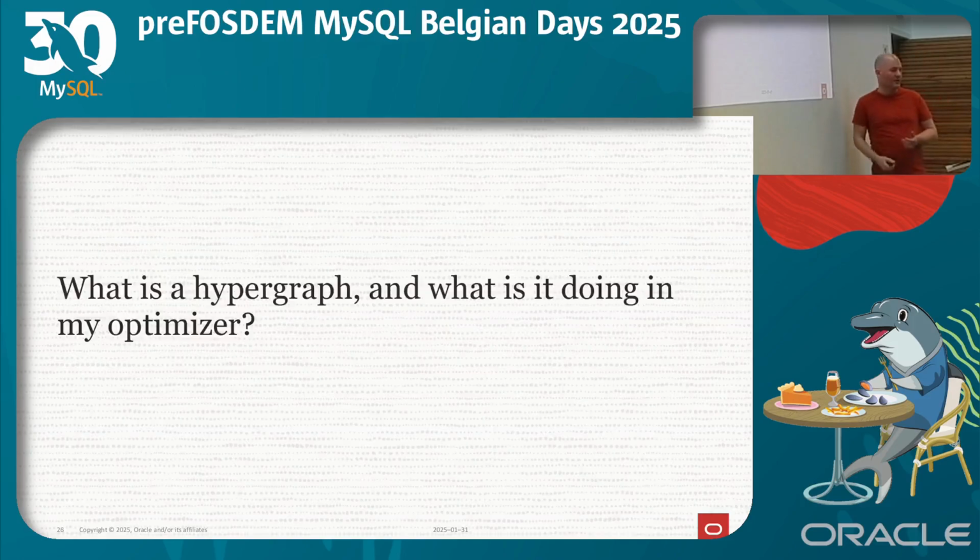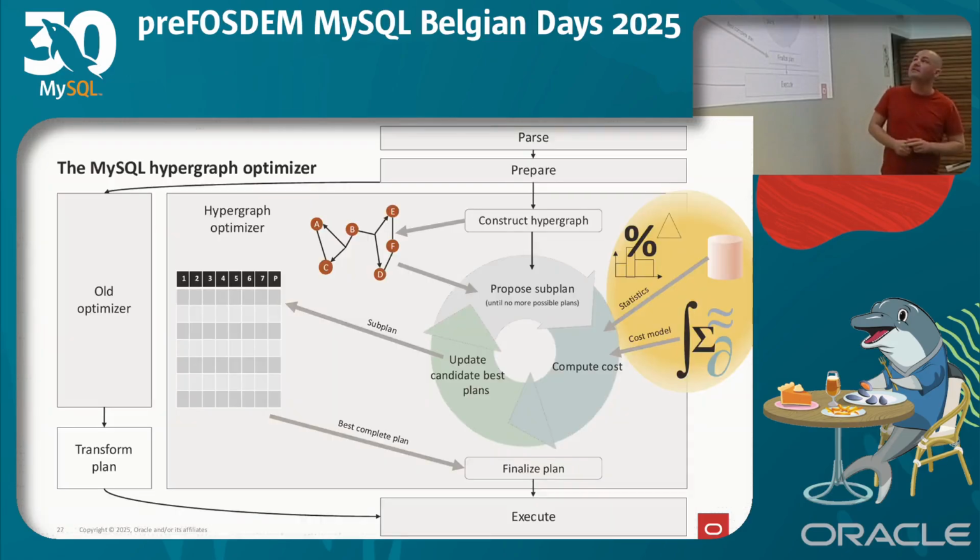So here we are with the Hypergraph optimizer. Let me first show you an overview of the optimizer itself, and then we go into what a hypergraph is. This is our optimizer. First prepare as before. Then we enter the Hypergraph optimizer, where we construct a hypergraph that we have on the left here. And then we go into a loop where we gradually build a larger and larger query plan to cover the entire query. We do some final touches and then we execute it. I'll get back to this figure.